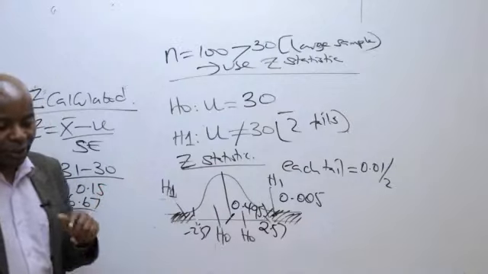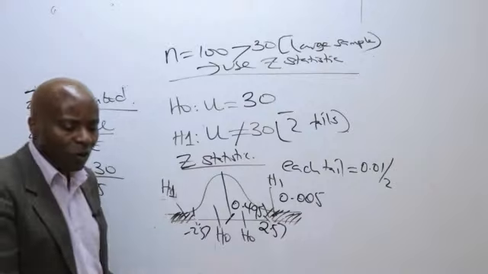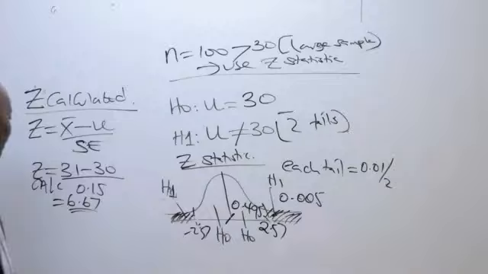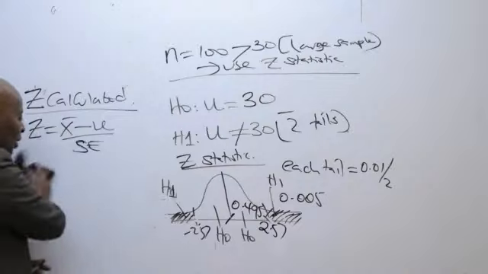We shall accept H1. Dahir is getting standard error of 0.12. Let's try all of us. This standard error according to Dahir should be 0.12.